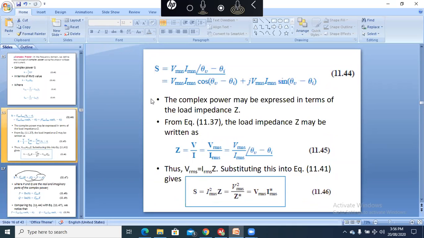So that complex power can be expressed in terms of the load as well. And in the form of the load, we have seen that S is equal to Vrms over Irms at angle theta V minus theta I. And S is equal to I square RMS Z, or V square RMS over Z conjugate, or it is in fact Vrms into Irms conjugate.